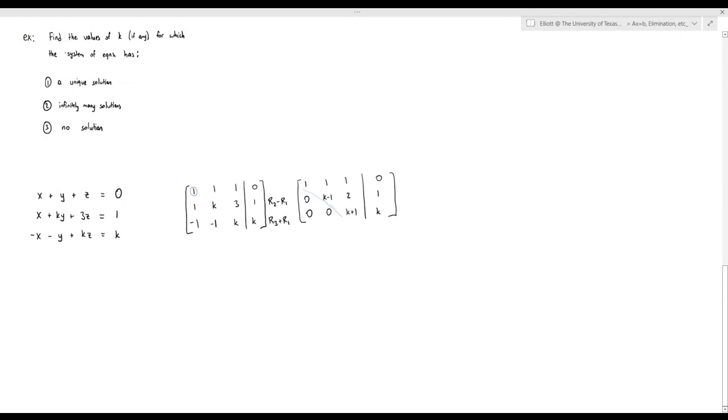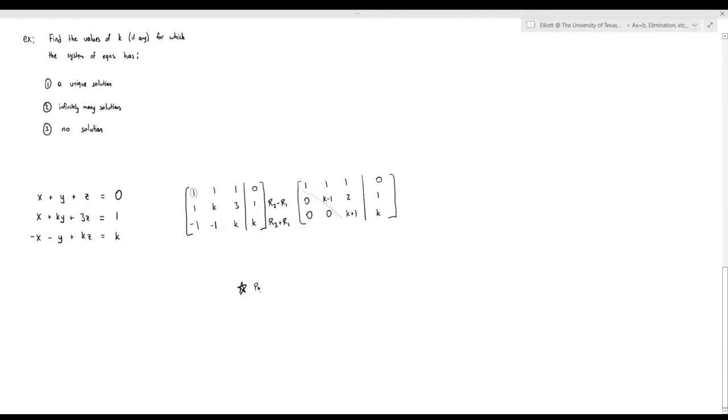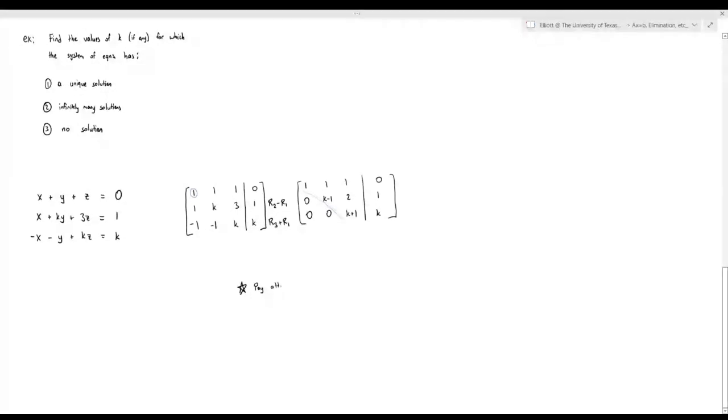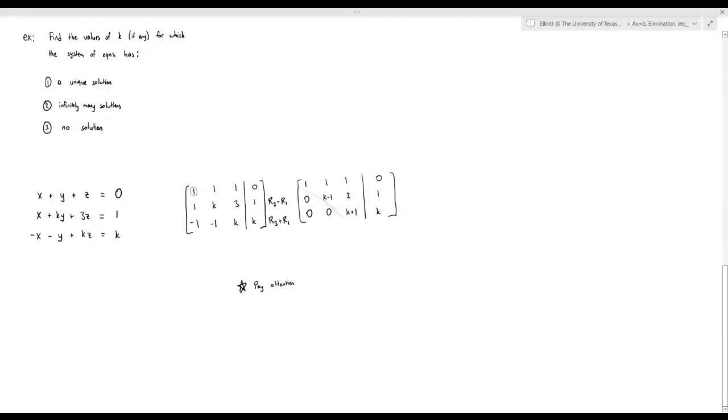Okay. Now, what I would recommend, once you reduce to the upper triangular form, is to pay attention to the values of k that will give you a 0 in a pivot position, okay? For those values of k, you may be getting no solution or infinitely many solutions, so pay attention to those values of k.